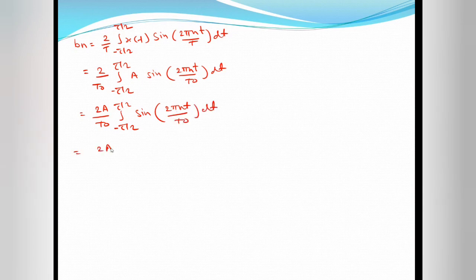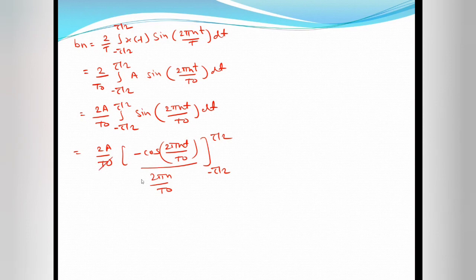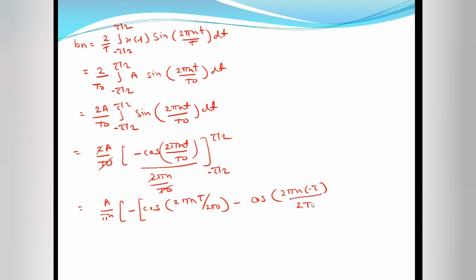Now we know that the integration of sine is minus cos. So minus cos 2 pi n t divided by t0, divided by 2 pi n by t naught, limits from minus tau by 2 to plus tau by 2. Again t0 and 2 get cancelled. So a divided by pi n into minus cos of 2 pi n tau divided by 2 t naught, minus cos of 2 pi n minus tau divided by 2 t0.